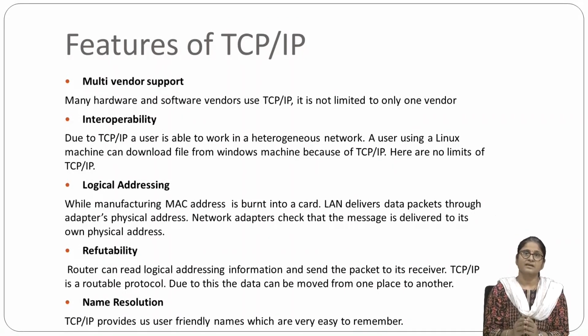Heterogeneous means there are many computers connected over the internet. Some machines are working on Unix, some are working on Macintosh and some are working on Windows. Even so, they can work using the TCP/IP protocol, right? So a user who is using a Linux machine can download a file from a Windows machine with the use of the TCP/IP protocol, and this interoperability is supported by TCP/IP.